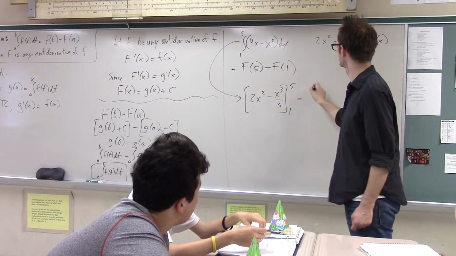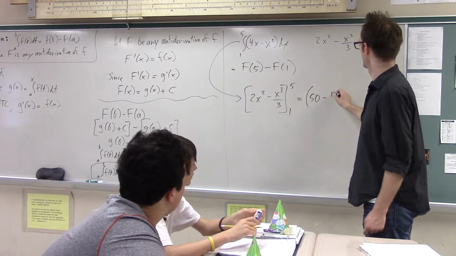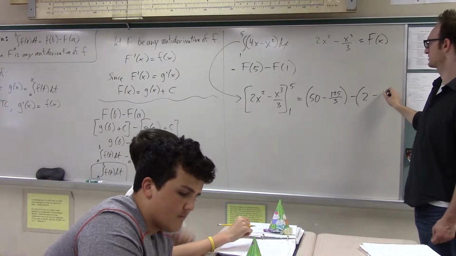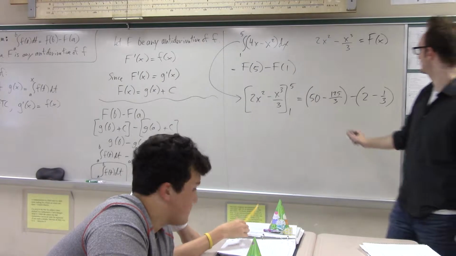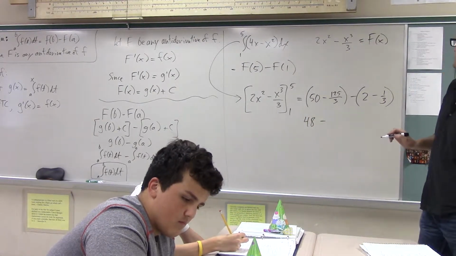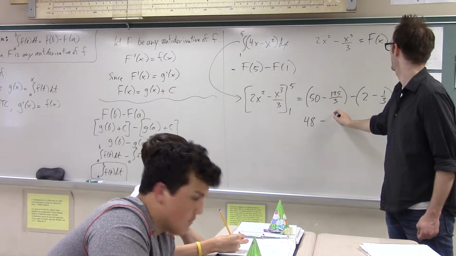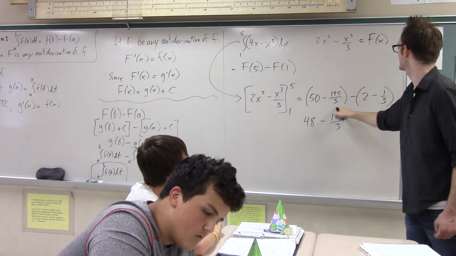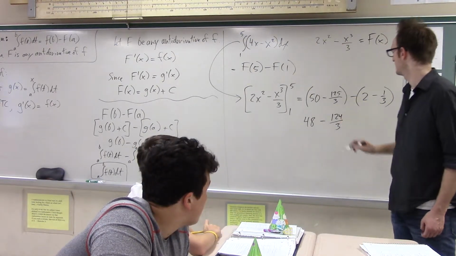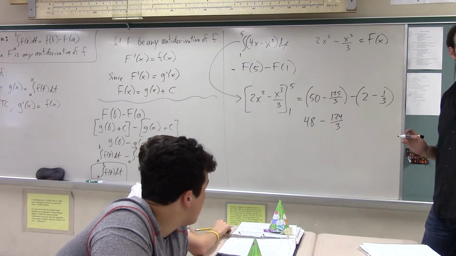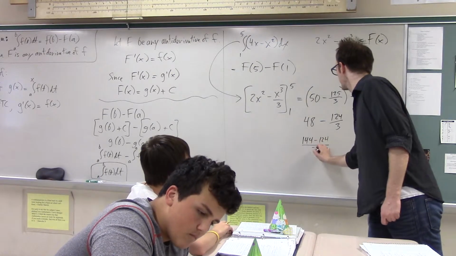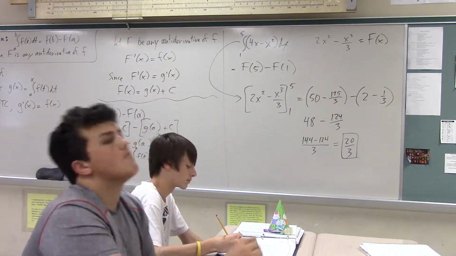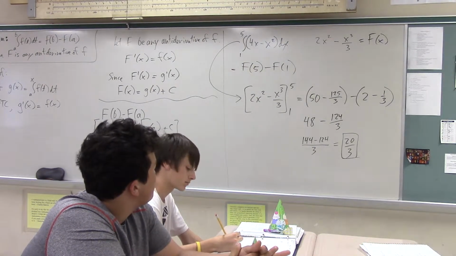What happens when I plug in 5? I get 50 minus 125 over 3. Minus, when I plug in 1, I get 2 minus 1/3. And so my answer is 48 minus 124 over 3. What's 3 times 48? 144. So 144 minus 124 over 3. Ta-da. With the fundamental theorem of calculus, suddenly it becomes really, really easy to do integrals, assuming that you know an antiderivative.